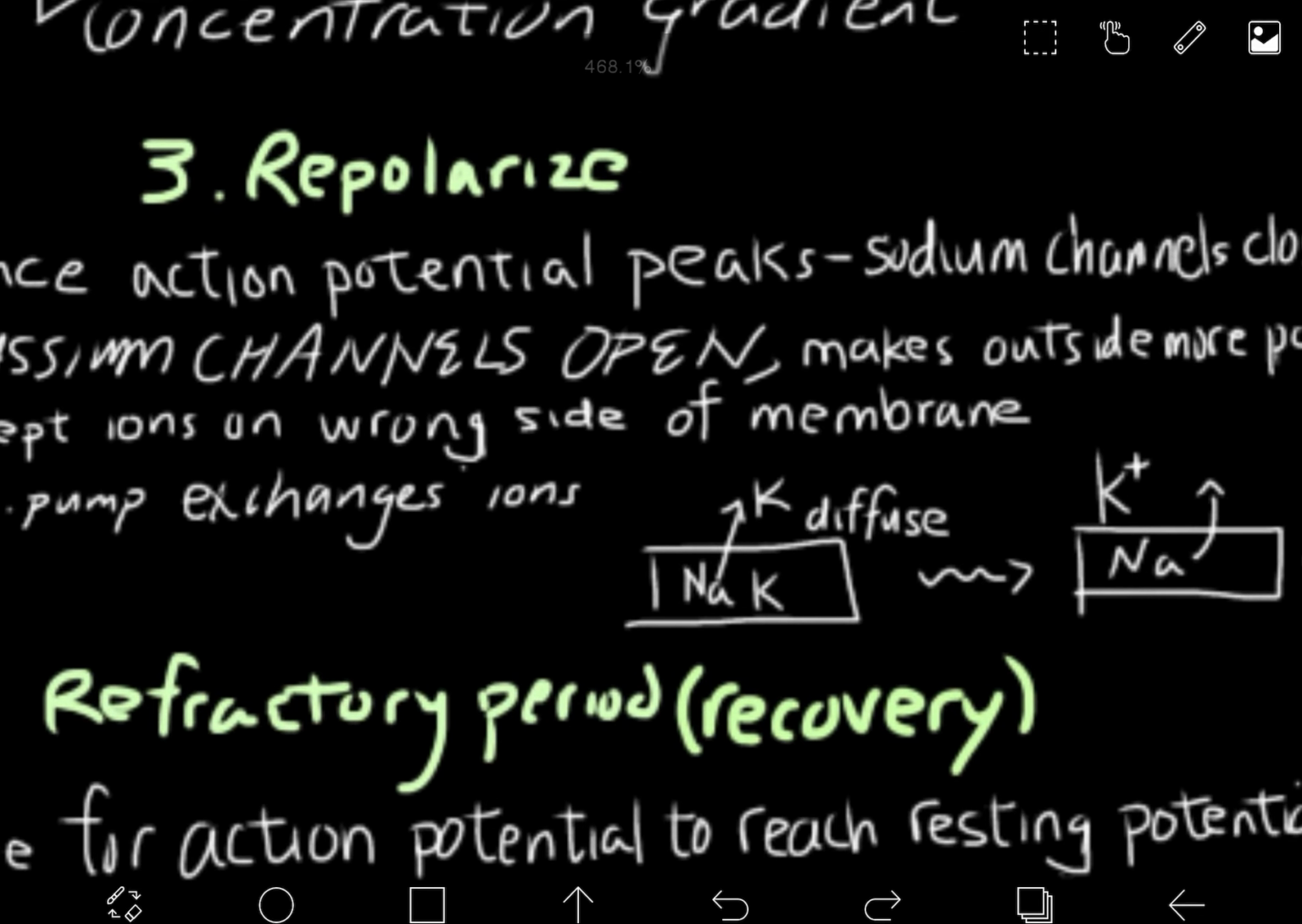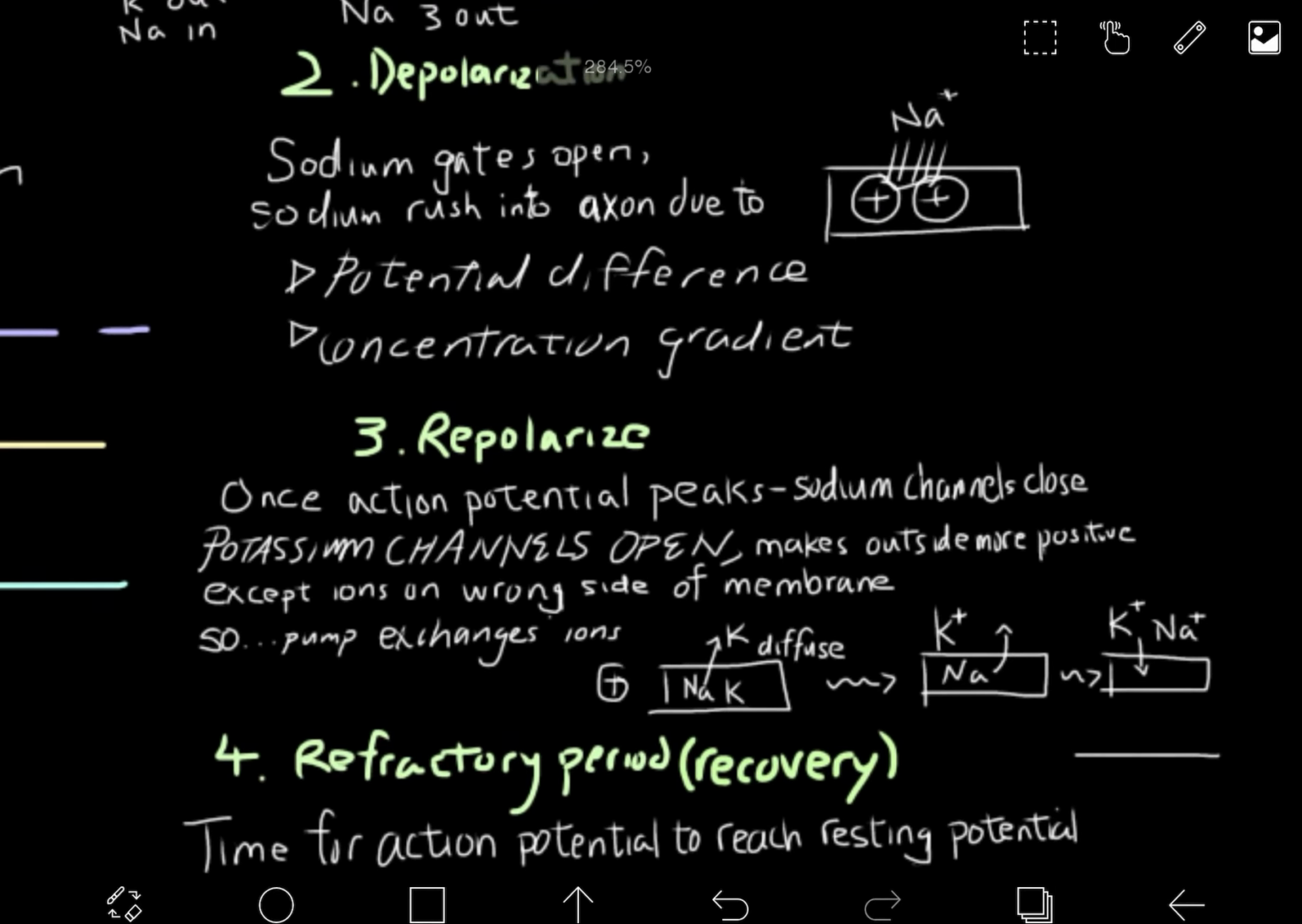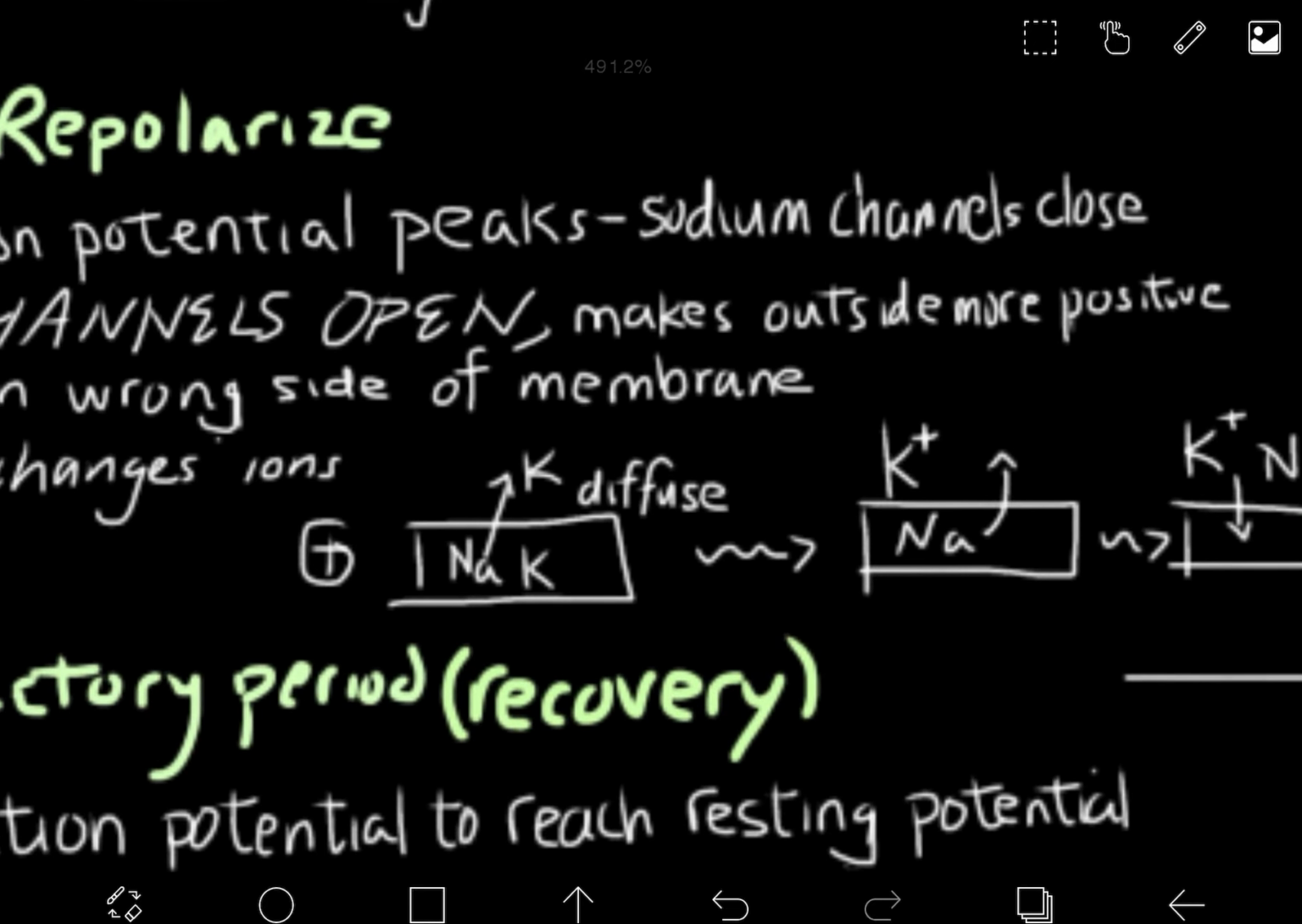and so the outside of the axon will be more positive because the potassium is going to diffuse outside. It used to be more positive inside from what we got in the last stage in depolarization. The inside was supposed to be more positive, but potassium diffuses out a lot faster than sodium, so then you'll have a lot of potassium outside, and that will make the outside of the axon more positive.